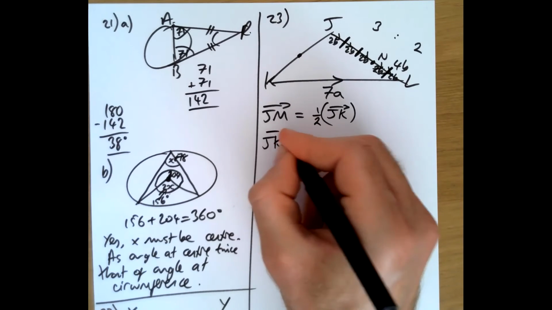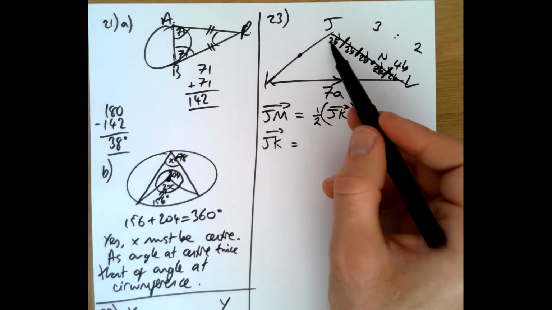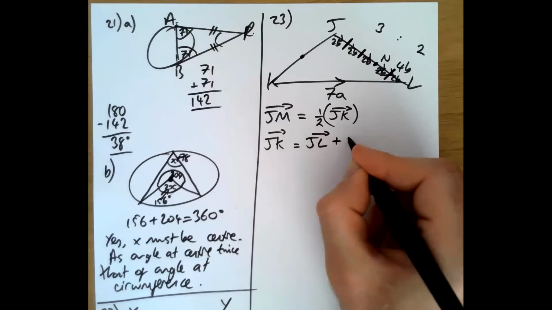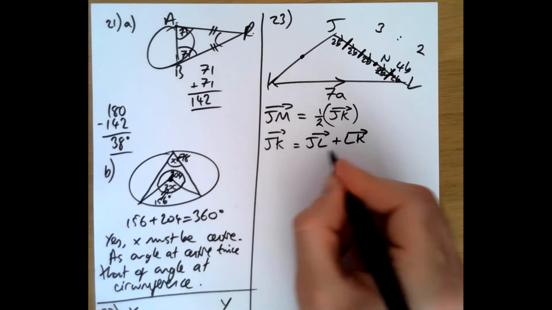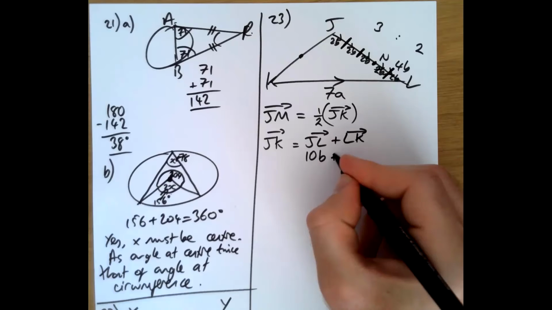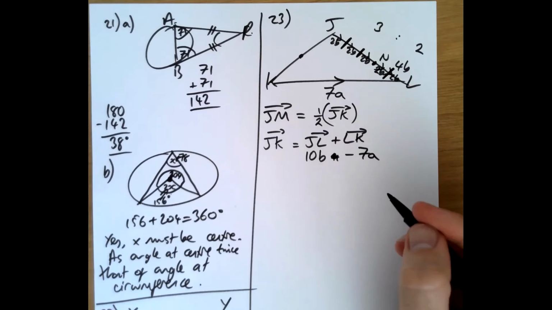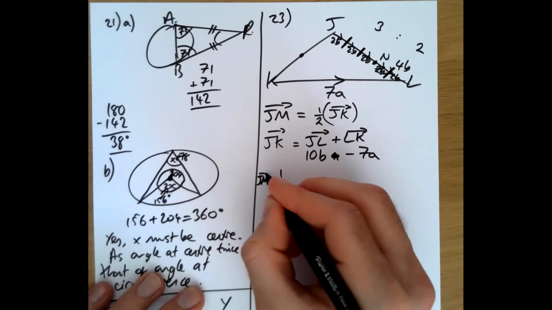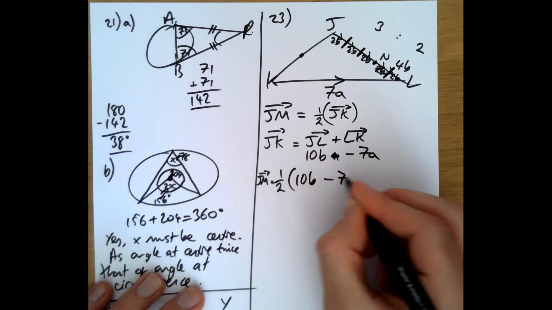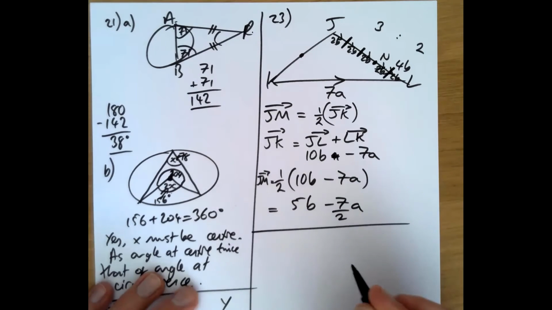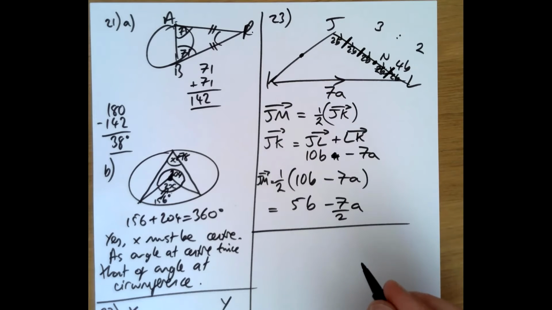So how do we get from J to K? Well, each one of these is 2B, and there's 5 lots of them. So it's going to be J to L plus L to K. I've just said that JL is going to be 10B, and LK, because I'm going opposite to that arrow, it's going to be minus my vector. So it's going to be 10B minus 7A. Now, that's what JK is, but I want half of JK. So JM is half of 10B minus 7A, which is 5B minus 7 over 2 A. And I don't think you can simplify that anymore.